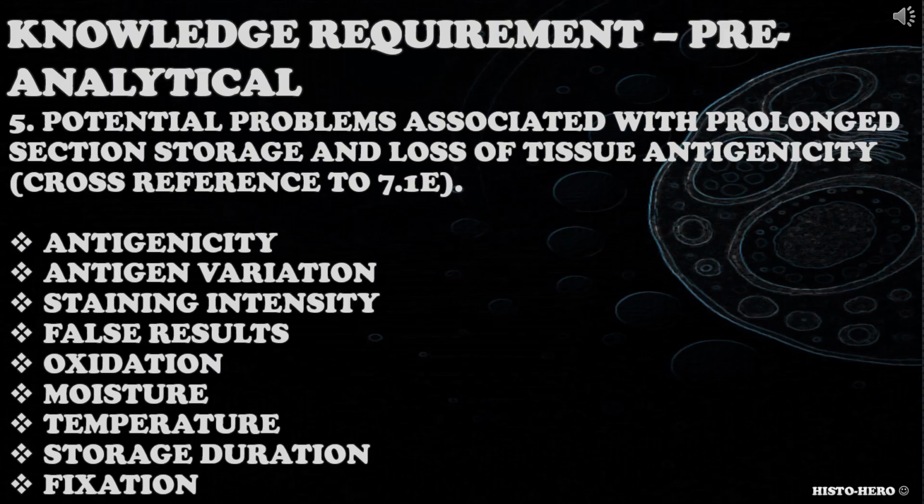The fifth knowledge requirement is for you to know the potential problems associated with prolonged section storage and loss of tissue antigenicity. This requirement can be cross-referenced to the microtomy subsection. How does storage time of tissue section slides affect IHC staining, and why? How does antigenicity change over time? How does your laboratory store precut slides for IHC staining and why?